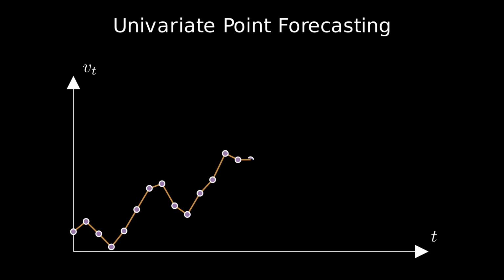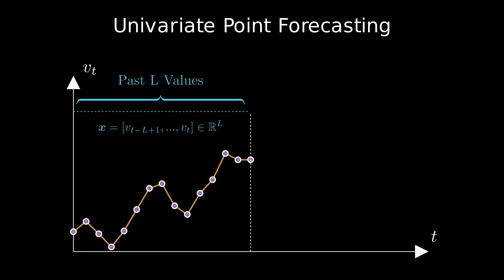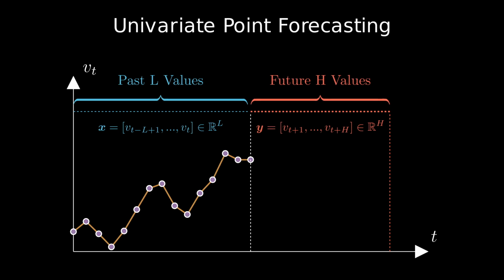Let's first define a simple univariate forecasting problem. Imagine that our variable of interest is V sub t. We have the past L values of the variable as a vector of length L, and we want to forecast its next H values as a vector of length H.